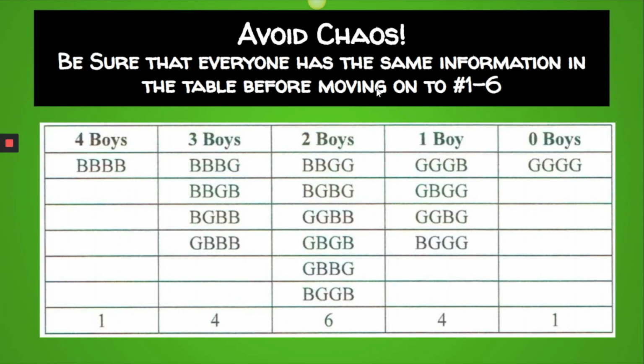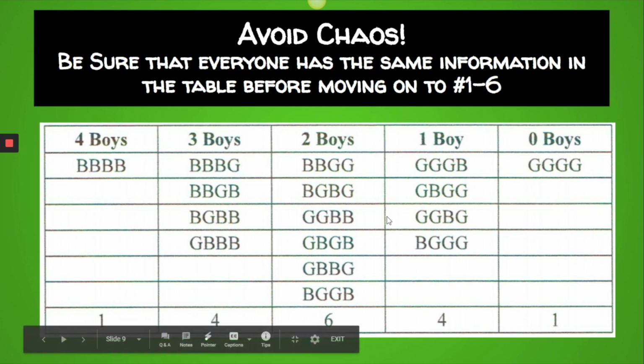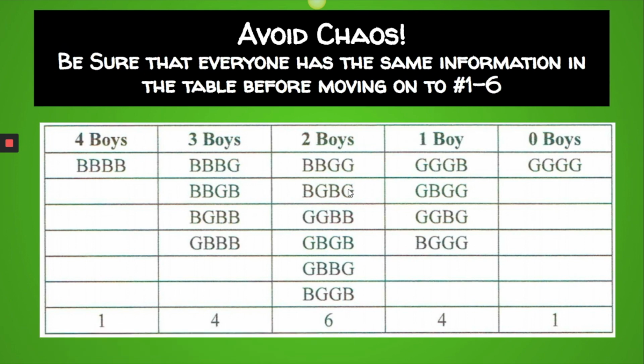So the big thing that I would like for you to know is to be sure that everyone has the same information in the table before moving on to problems 1 through 6. If any student is missing any of these options, the order doesn't matter as far as which one's listed first or second or third. But if they're missing any of these options, then when they go on to work on problems 1 through 6, their answers will not be correct because they did not start with the correct information.